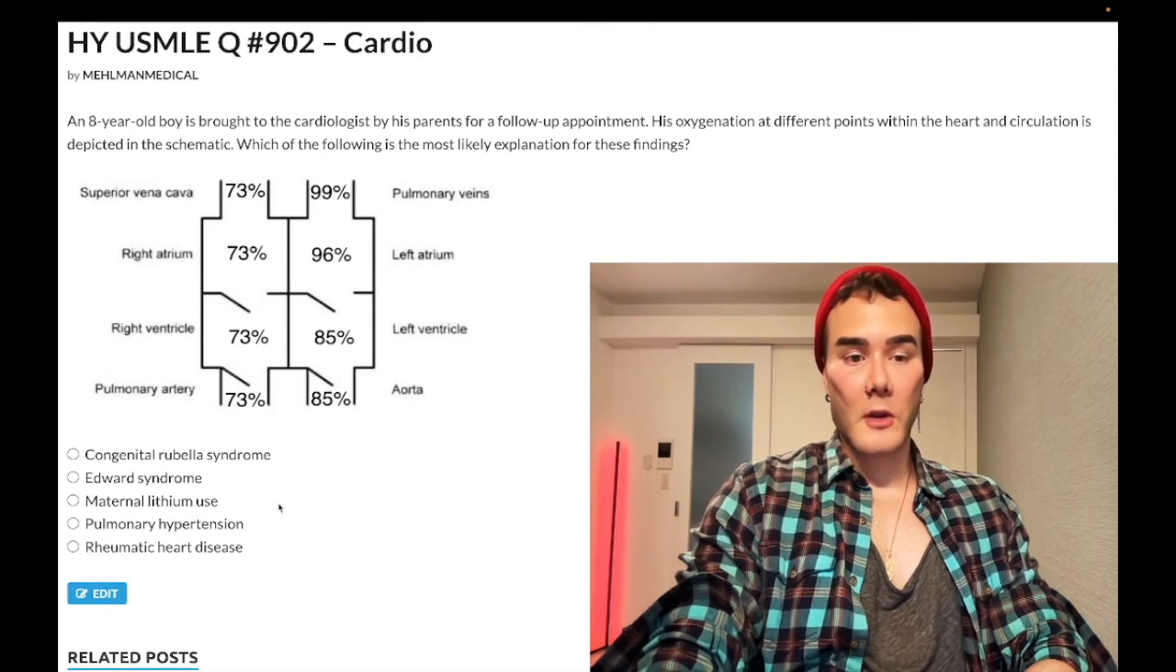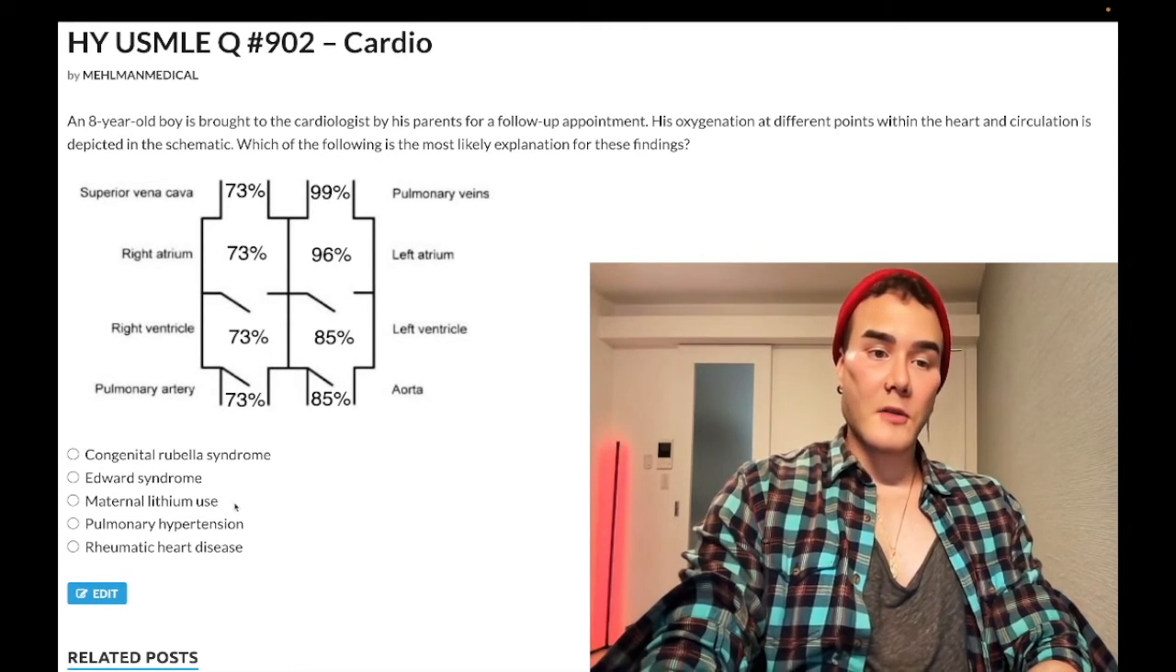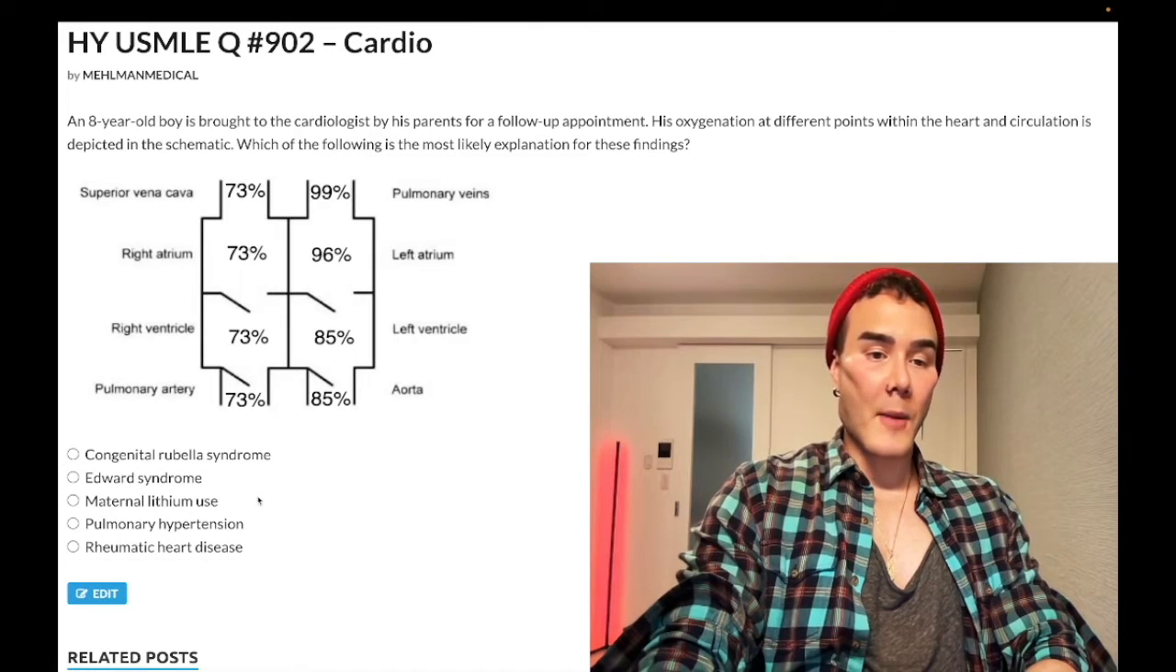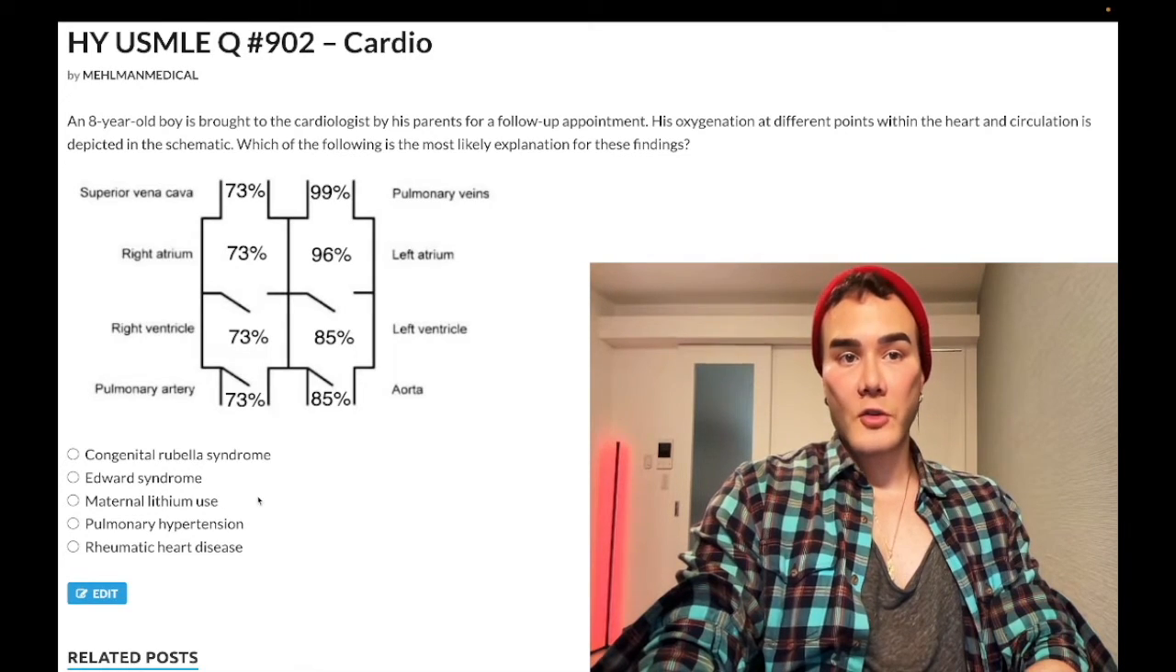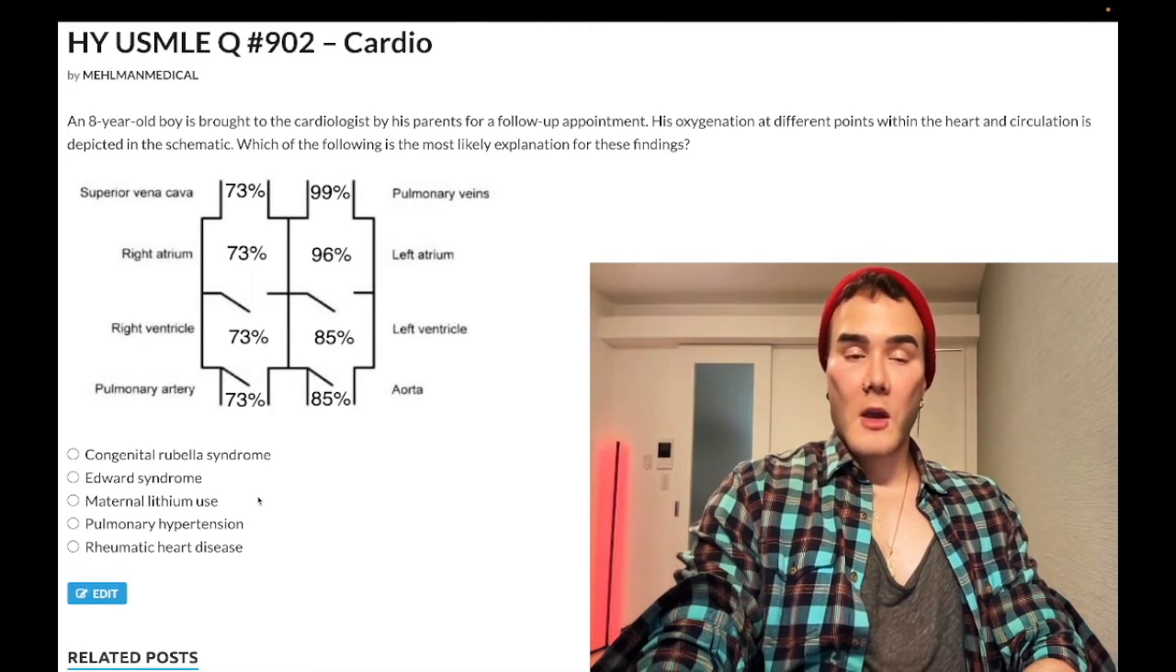Choice C, maternal lithium use, wrong answer. So obviously treatment for bipolar disorder that if the mom takes during early pregnancy in particular can cause Ebstein anomaly in the fetal heart, which is known as atrialization of the right ventricle, where the right ventricle is tiny because the right atrium is massive. Now, if we were to look at a diagram in that case, we could try to just state a possibility for what it could be, but wrong answer.